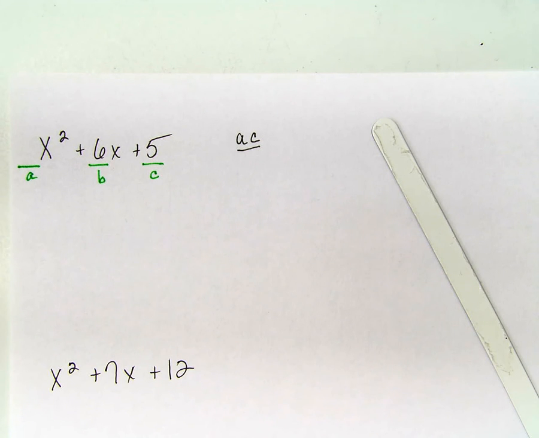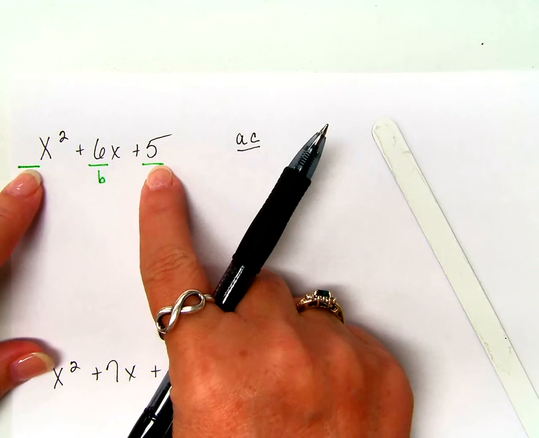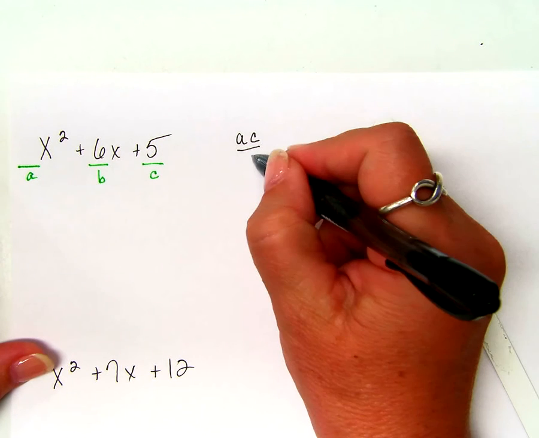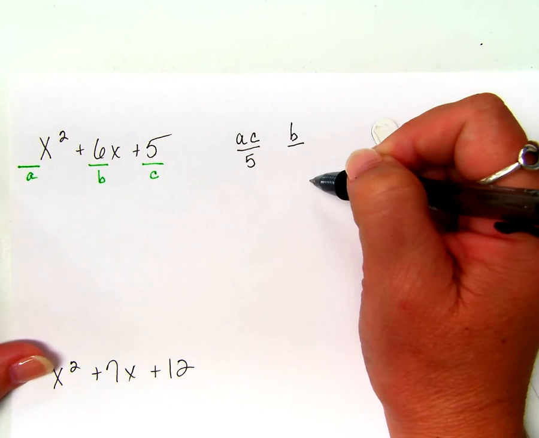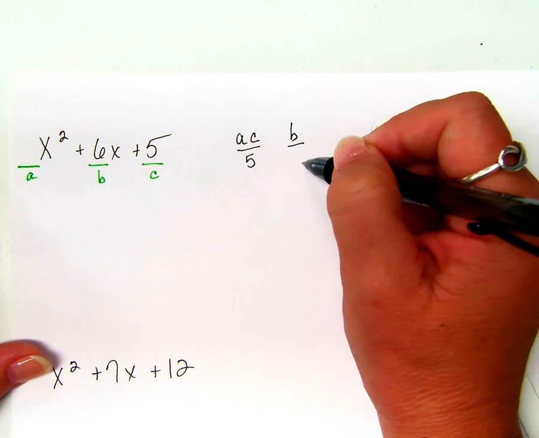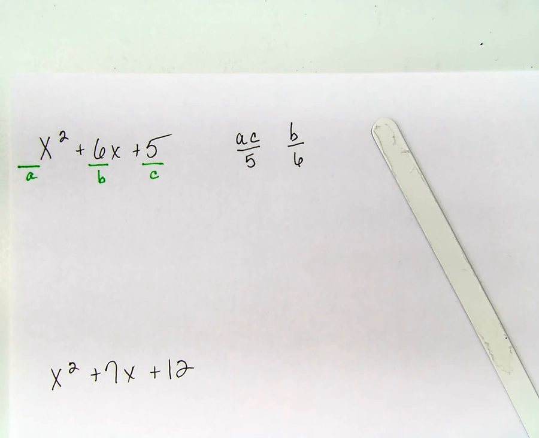So what am I asking you to do with A and C? Multiply them. A and C aren't just sitting next to each other because they're friends, right? We want to multiply A and C. So what do you get when you multiply A and C? 5. 1 times 5. Then we need to identify B. 6. That was not hard, was it?